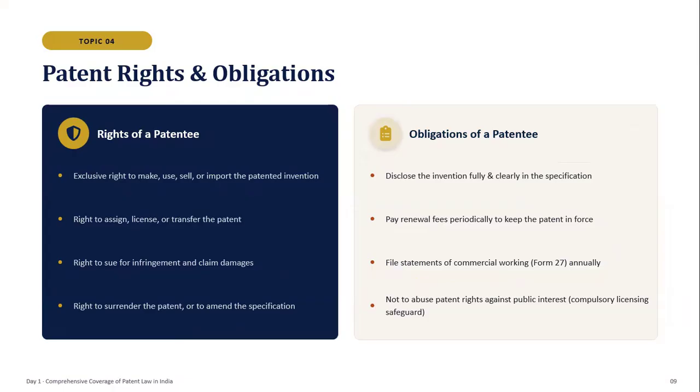Let us now understand the rights and obligations associated with a granted patent. A patentee has important exclusive rights relating to the patented invention, including the right to make, use, sell, or import the patented invention subject to the applicable legal framework. A patent can also be assigned, licensed, or transferred. Where infringement occurs, the patentee may pursue appropriate legal remedies and claim damages as provided under law.